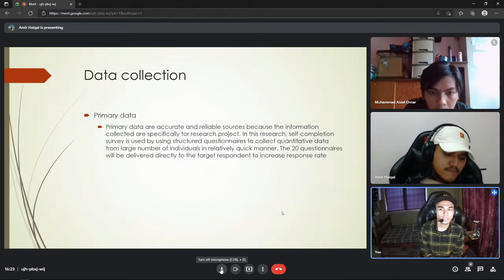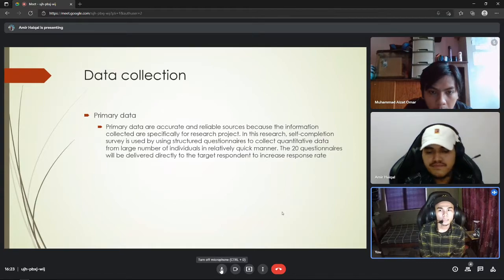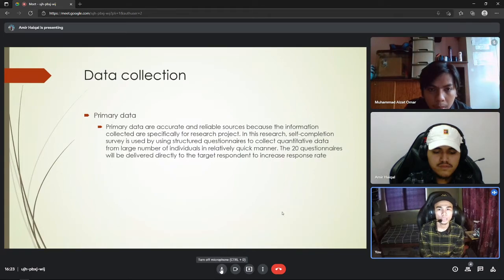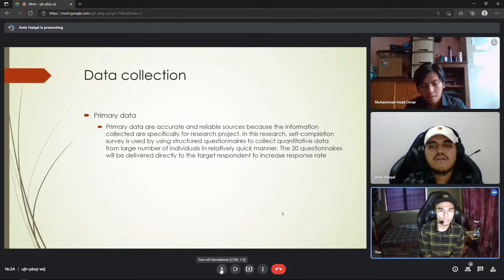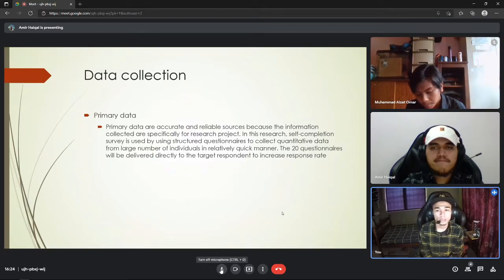Data collection. Primary data. Primary data are an accurate and reliable source because the information is collected specifically for the research project. In this research, a self-completion survey is used, with a structured questionnaire to collect quantitative data from a large number of individuals in a relatively quick manner. The 20 questionnaires will be delivered directly to the target respondents to increase the response rate.